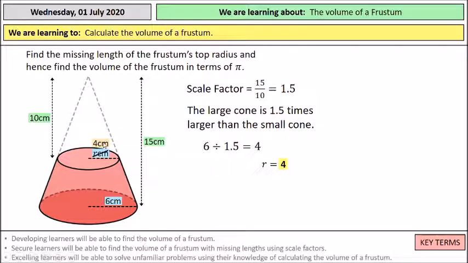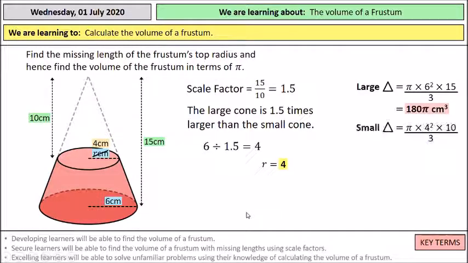Okay, so let's read the question. First of all, we'll find the missing length of the top radius. Well, we've done that. We've got an answer of 4. And now the second part of the question is, we'll hence find the volume of that frustum. Okay, well, all I'm going to do is find my larger cone. So using that formula, pi times the radius squared. The radius is 6 and the height is 15 divided by 3.